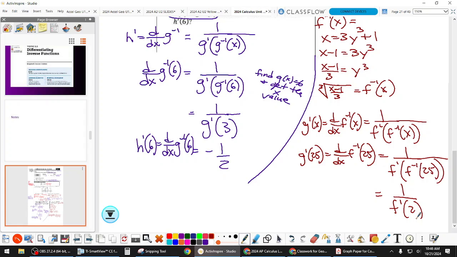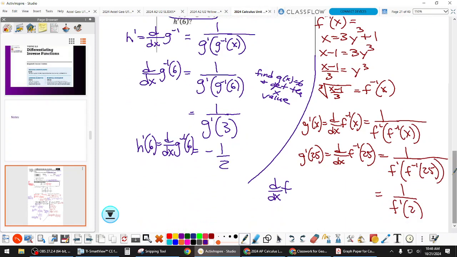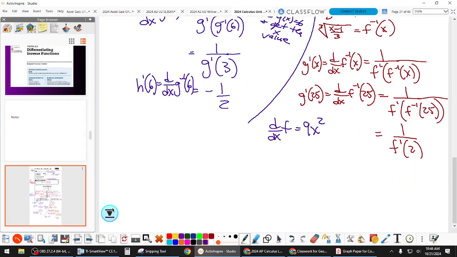Well, we don't have f prime, do we? So we need to get f prime, not inverse, but just regular f. So the derivative of 3x cubed plus 1 is 9x squared. Okay? So df dx is 9x squared. So basically plug in 2 into that in the denominator. One over 9 times 2 squared, which is 1 over 36.